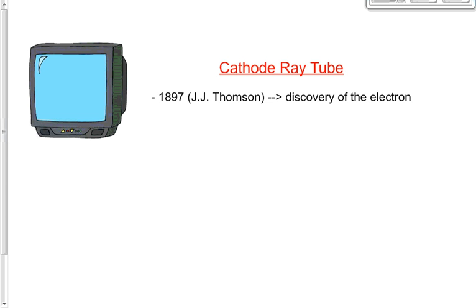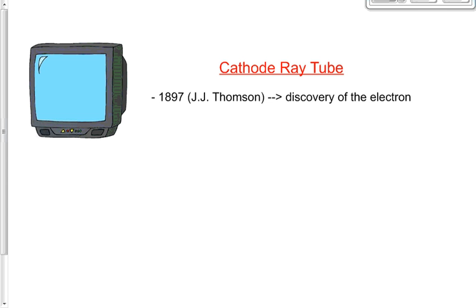So we enter J.J. Thomson in 1897, and those of you taking chemistry are going to know who J.J. Thomson is. He's the guy who discovered the electron. He's the guy that came up with the plum pudding model of the atom, which says that the atom consists of a sea of positive charge with a whole bunch of little negative electrons floating around inside. Prior to him, there was no evidence whatsoever to suggest that there was anything smaller than the atom. In 1897, J.J. Thomson discovered the electron by using something that we call a cathode ray tube.